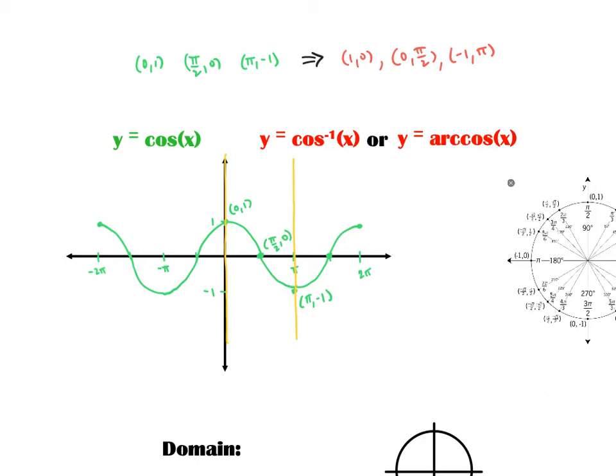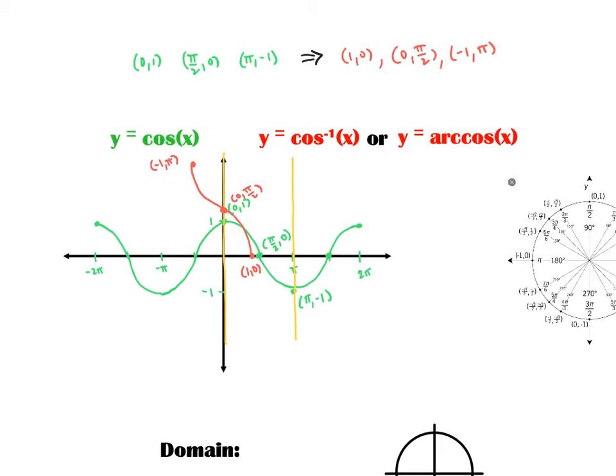So I should get 1, 0, which would be right about here, and 0, pi over 2, which would be right about here, and negative 1, pi. Ooh, pi is going to be kind of way up here. Okay, there we go. Negative 1, pi. Okay, so this graph should take shape kind of like that.